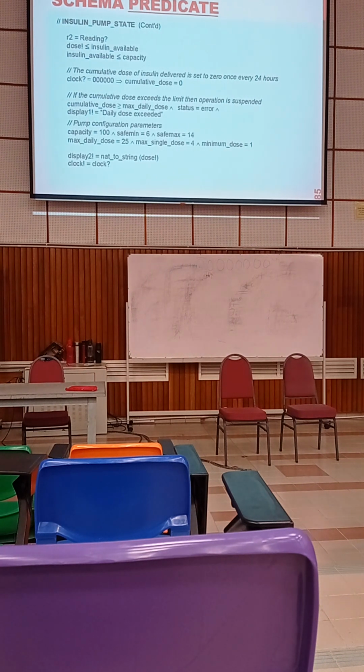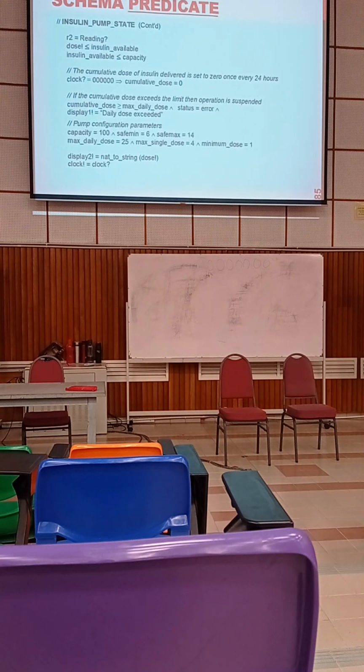Capacity equals 100, safe minimum equals 6 and safe maximum equals 14. What's the meaning? Capacity, the maximum capacity of insulin available, is 100. But I don't know what the unit for insulin is. It cannot be milliliter, 100 milliliter cannot be, that's too much. It must be something lower than that. Safe minimum and safe maximum, what are they?